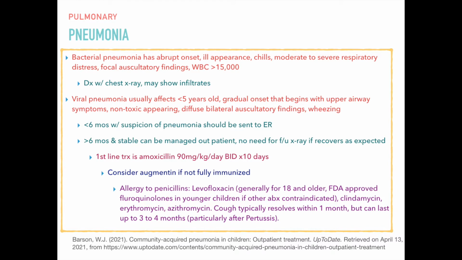So first-line treatment for those patients is amoxicillin, and that's 90 mg per kg per day, divided into 2 doses times 10 days. No follow-up x-ray is needed if they recover as expected. And then a couple side notes here. If they're not fully immunized, you can consider Augmentin. And then if they have allergies to penicillin, here are some options for you as well.